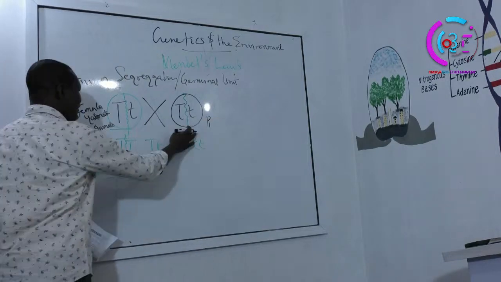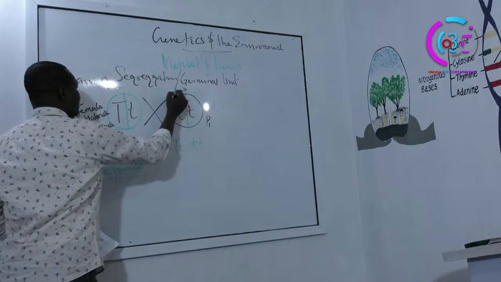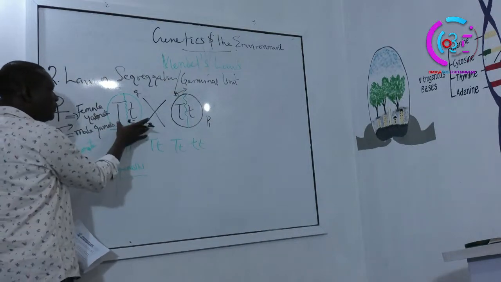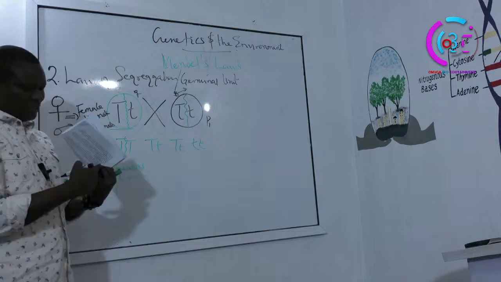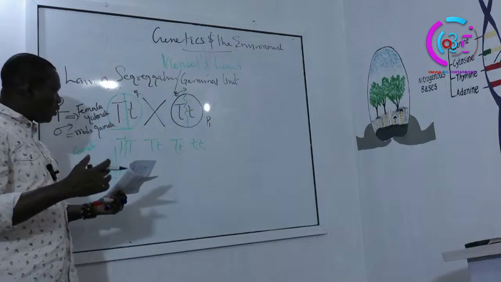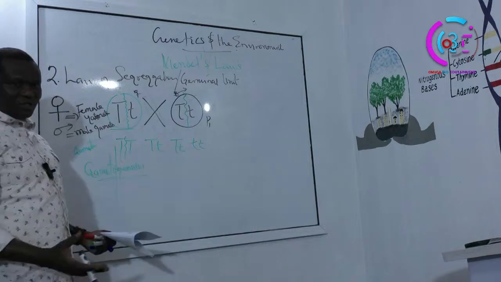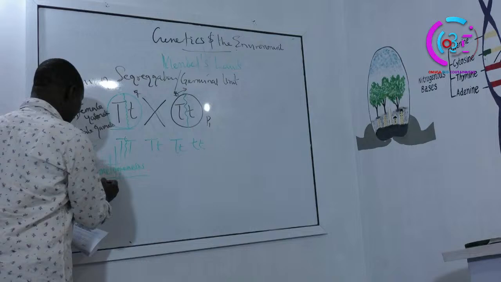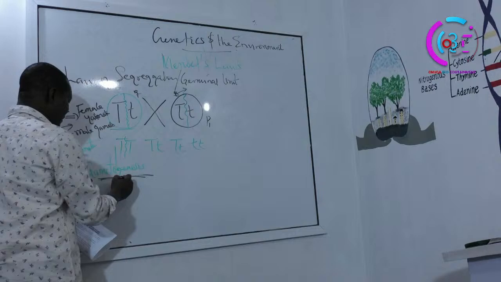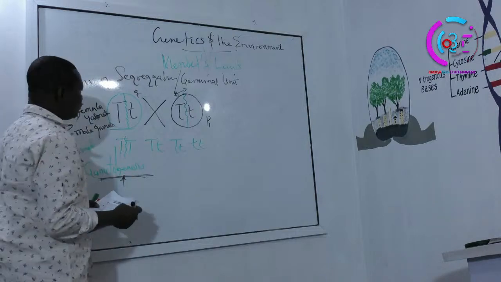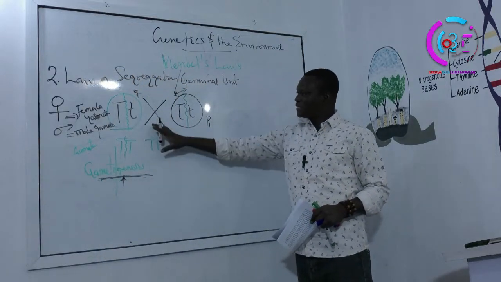So if these are the parental gametes, let's say this is a female and this is a male, what this is telling us is that gametogenesis is a process whereby the two gametes of the two parents come together in a process called sexual fertilization. The production of gametes here is what is referred to as gametogenesis.